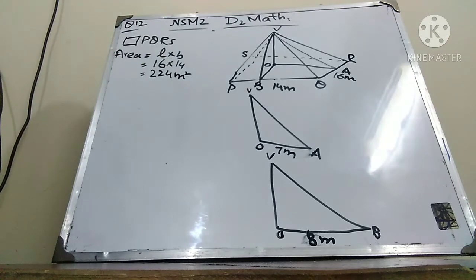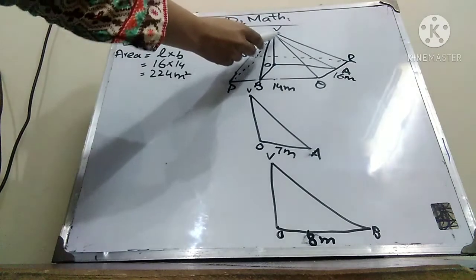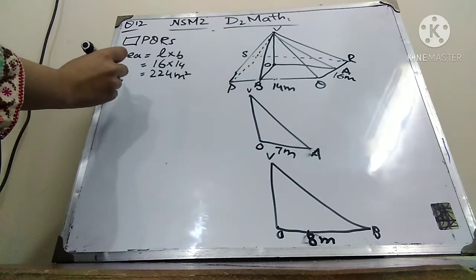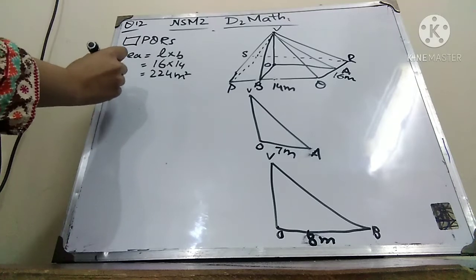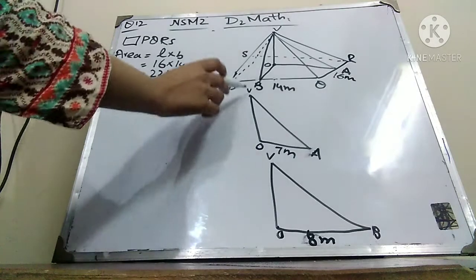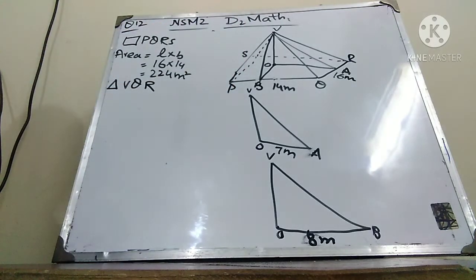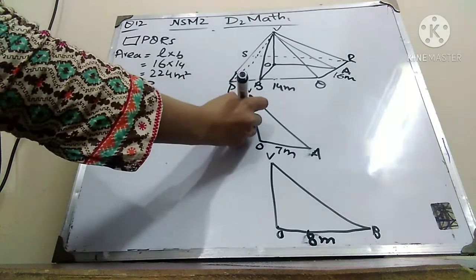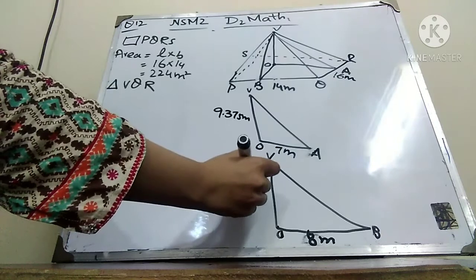Now we're going to find out the area of VQR. Here you can see this triangle VQR. Just remember that we have found this height, so I can write down this height. We found the height in part 1, and that was 9.375 meter. So here the height is the same, 9.375.